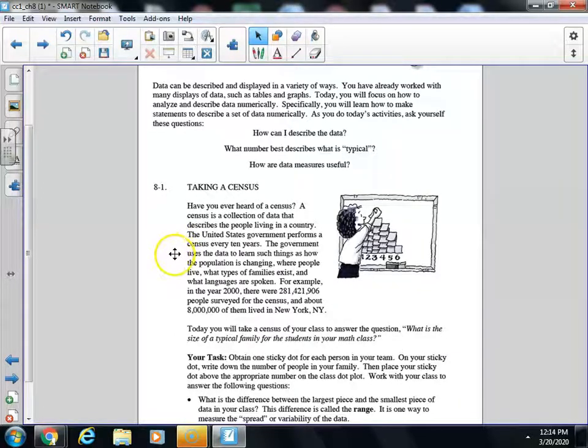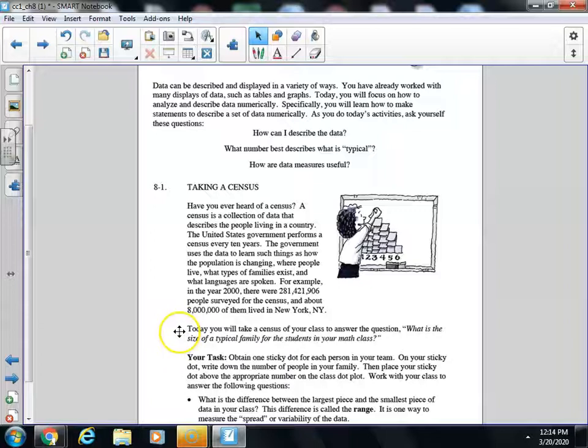The government uses the data to learn such things as how the population is changing, where people live, what types of family exist, and what languages are spoken. For example, in the year 2000, there were 281,421,906 people surveyed for the census, and about 8 million of them lived in New York, New York. Today, you will take a census of your class to answer the question: what is the size of a typical family for the students in your math class?